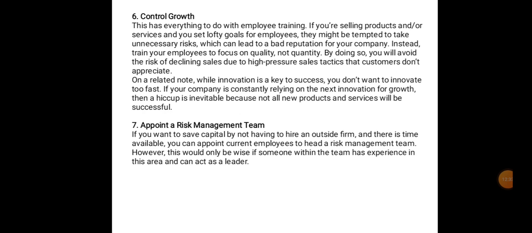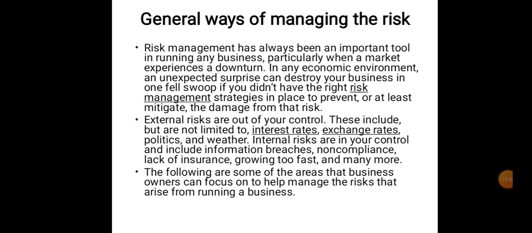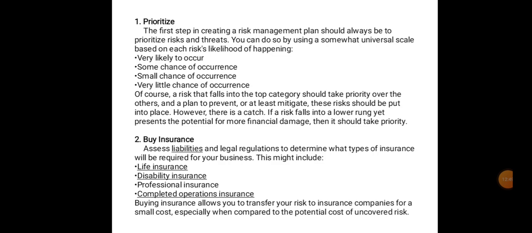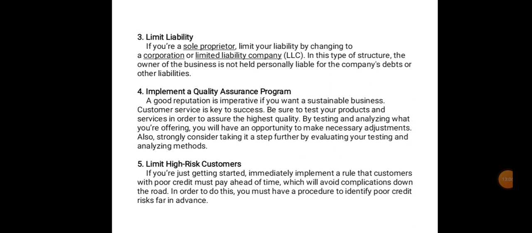Okay, so these are the general ways of managing the risk. That is, external risks are not in our control, but internal risks are in our control, and we can control that also. Okay, and the first is, you need to prioritize the contracts based on four kinds: very likely to occur, some chance of occurrence, small chances of occurrence, very little chances of occurrence. Okay, and next we need to buy insurance and select limited liability type companies for contract trading purposes.